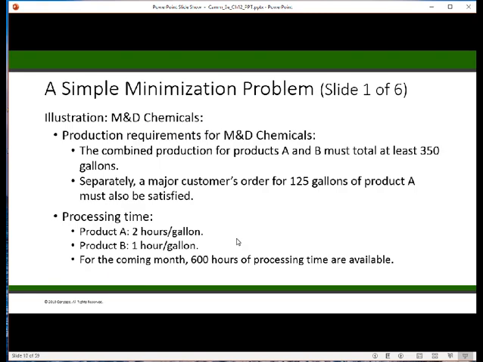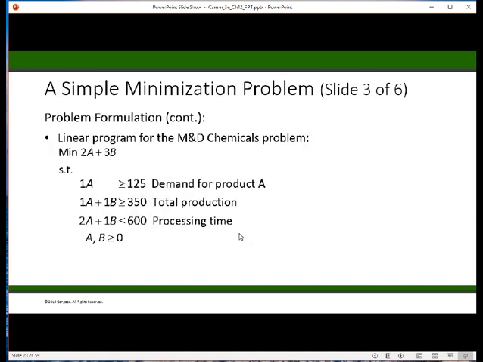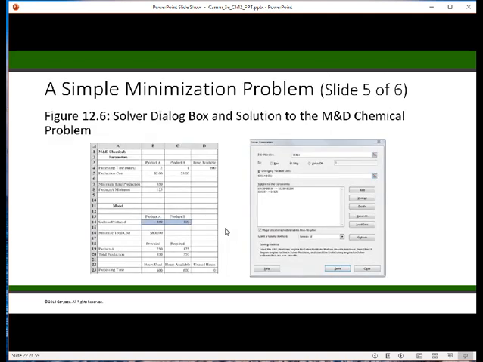Okay, and again, we've discussed the problem formulation and our objective function subject to the constraints: 1 times the quantity of A is greater than 125, 1 times A plus 1 times B is greater than 350, and 2A plus 1B is less than 600. And we had a surplus of 125 gallons in terms of the constraint on the minimum for product A.